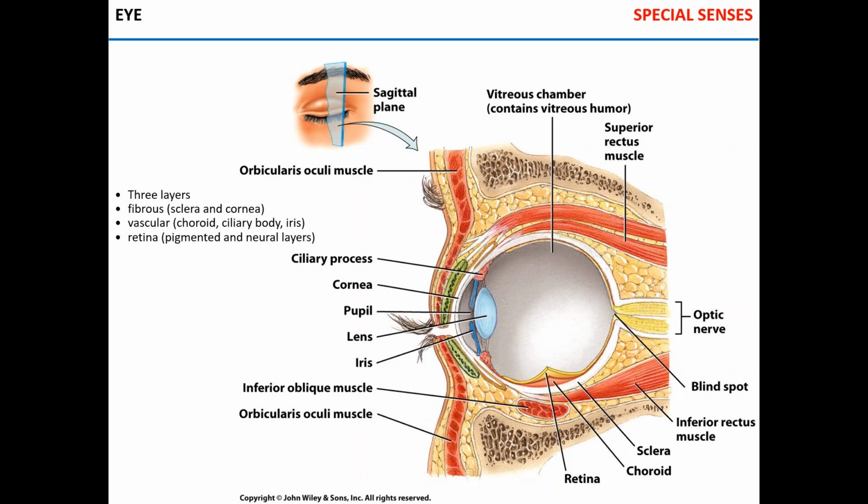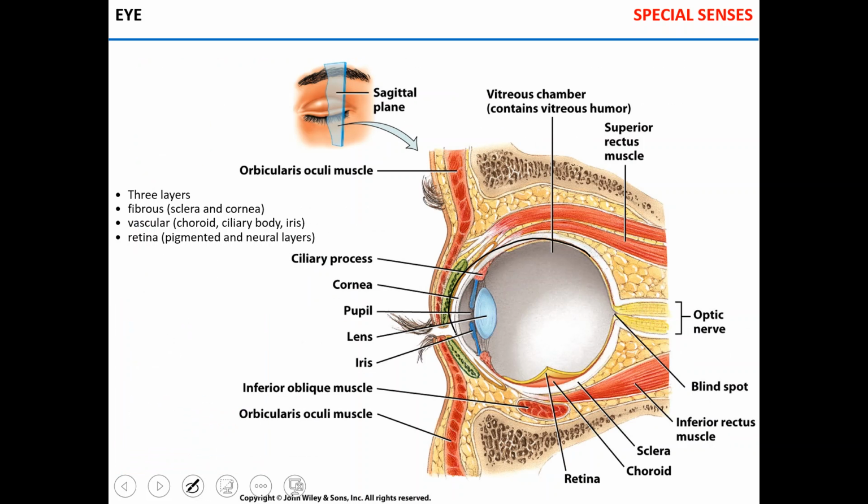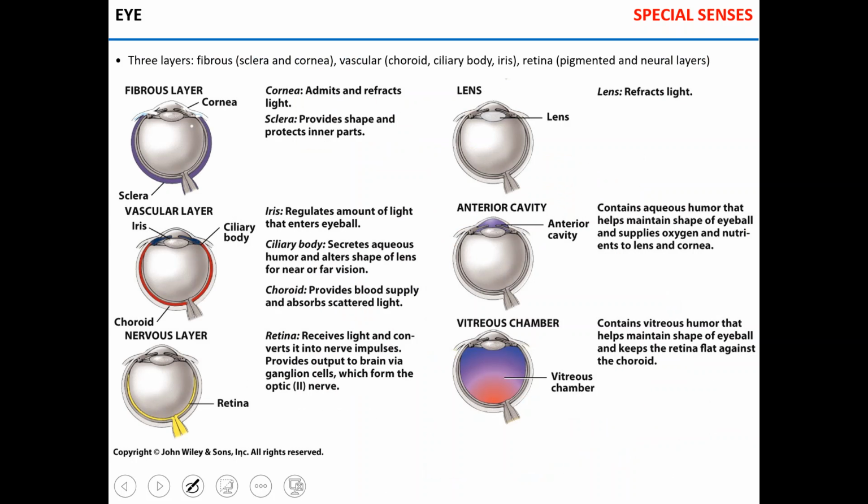This is the cross-section of the eyeball. The eyeball has three main layers. Fibrous layer, which consists of sclera and cornea. Vascular layer, which consists of choroid, ciliary body, and the iris. And retina, which consists of pigmented and neural layers.